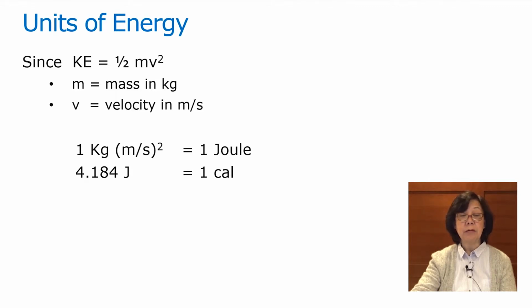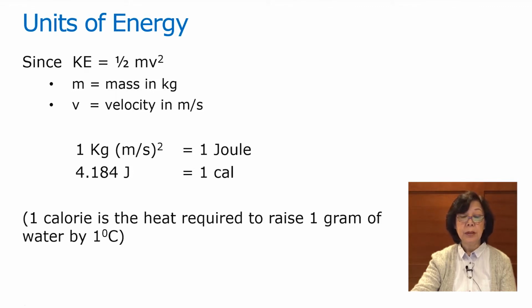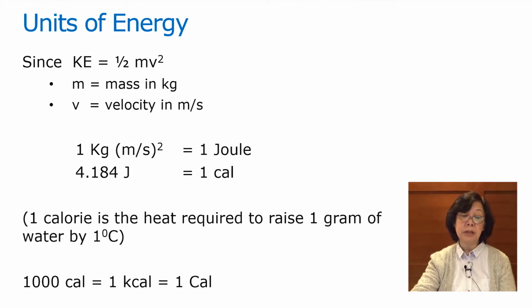Relating joule to calorie that we are quite familiar with, 4.184 joule is 1 calorie. 1 calorie is the heat required to raise 1 gram of water by 1 degree C. And 1,000 calories is equal to 1 kilocalorie, which is equal to 1 capital Cal. Now this 1 big Cal refers to food calorie.